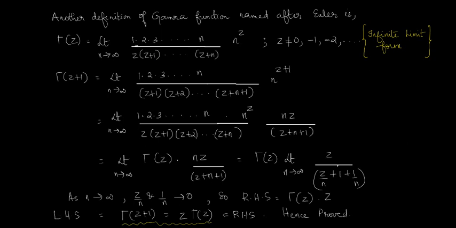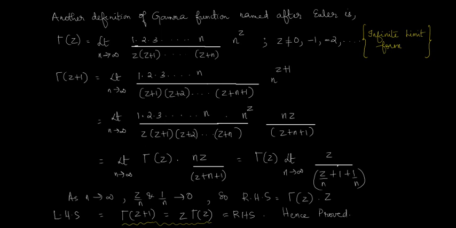So now let's see, if this is gamma z, then what would be gamma of z plus 1? Instead of all z, you just write z plus 1. So this term would be z plus 1, this term would be z plus 2, and this term would be z plus n plus 1. And here this n raised to z would just be n raised to z plus 1. So you see that both these definitions have a lot of terms in common.